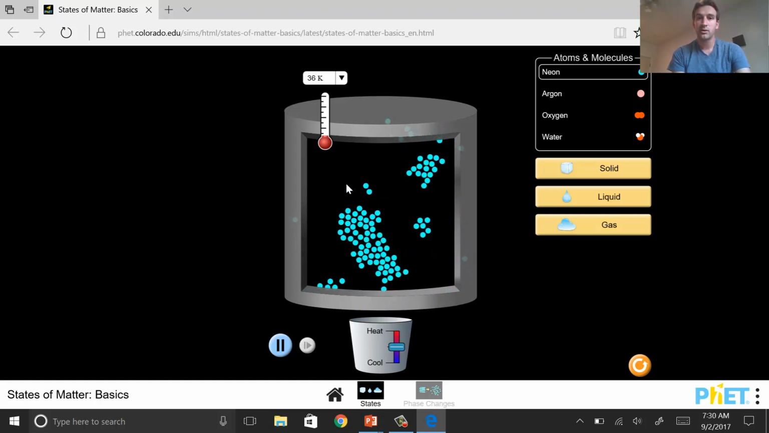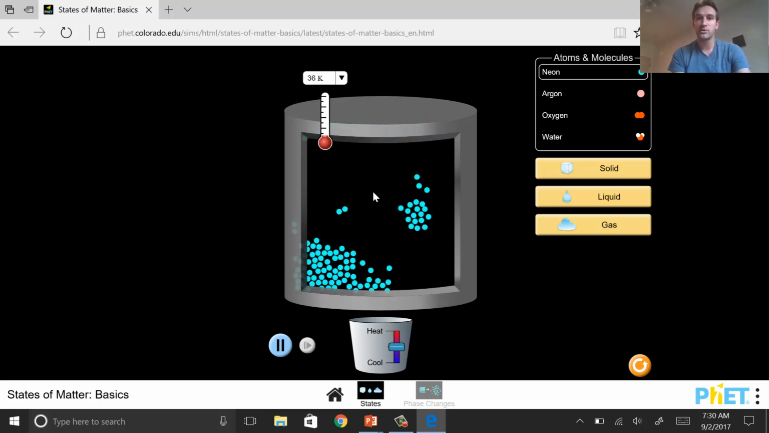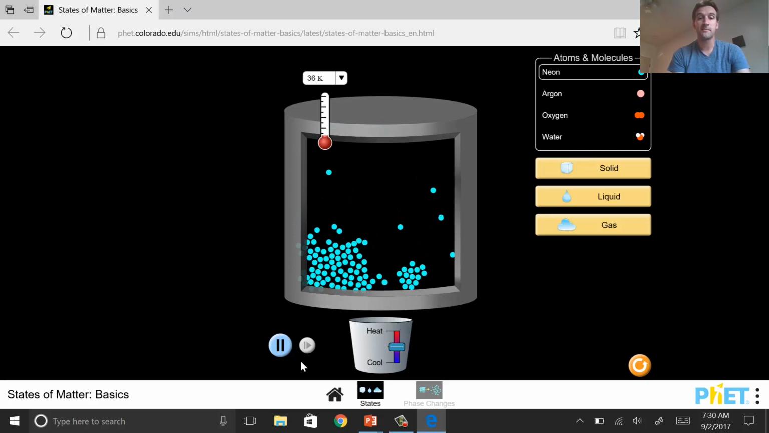So we're seeing this clump in the middle. We'd expect that would be more of the liquid state, but there are a few particles that have shifted apart. Those are going to be in the gas state.